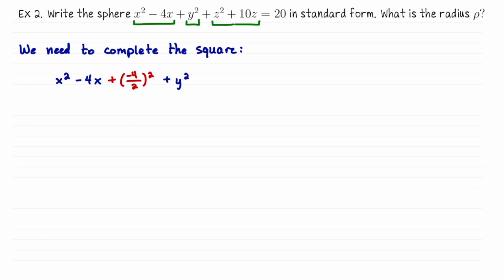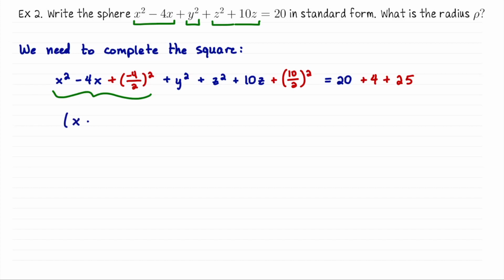We'll take that coefficient of 10 divided by 2 and square it. So plus z squared plus 10z plus 10 divided by 2 squared. Now that's going to equal 20 plus the terms that we've added onto the left-hand side. So we've added 4 and 25. Now when I look at these x terms here, they factor perfectly into x minus 2 squared. And then again for the y terms, there's nothing to do, so plus y squared. And then similarly, the z terms also factor perfectly into z plus 5 squared.